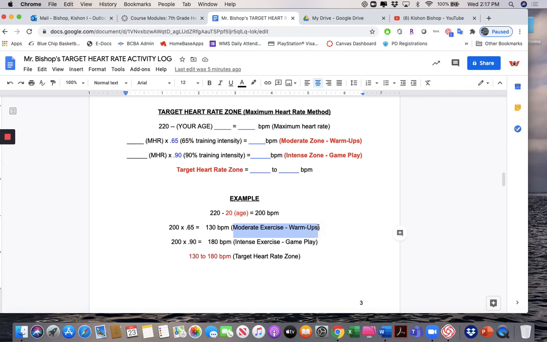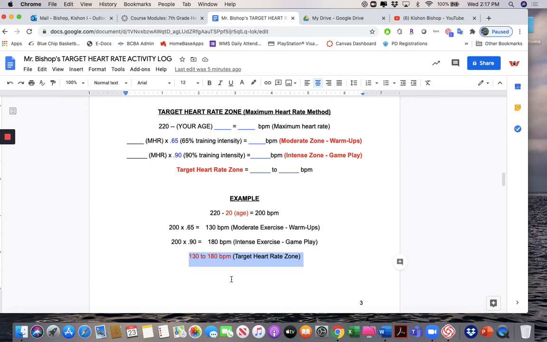When I warm up, I should be in that zone. I should be close to that number. I'm going to find 90% of my maximum heart rate of 200. So it is 200 times 0.90. I'm going to multiply it. 180 is my answer. And now I have my target heart rate zone. The zone between 130 and 180 is where I need to be as a 20-year-old.